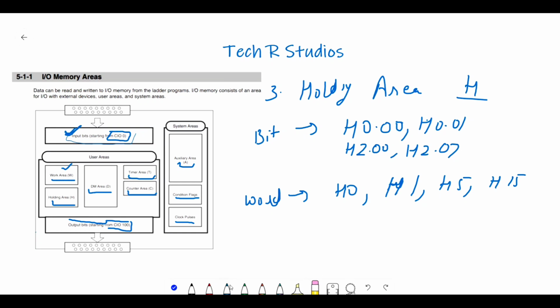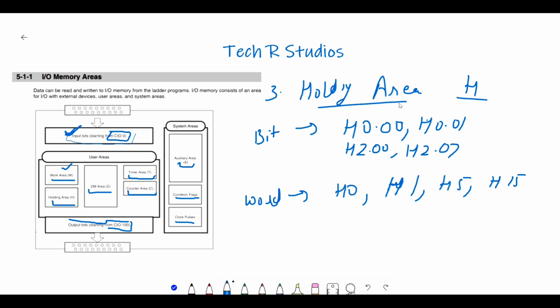So what is the difference between the holding area and the W area is that the holding area retains its status even after turning off the PLC. That means if we turn off the PLC, it will hold its status. Whether it was on, it will stay on. If it was off, it will stay off.